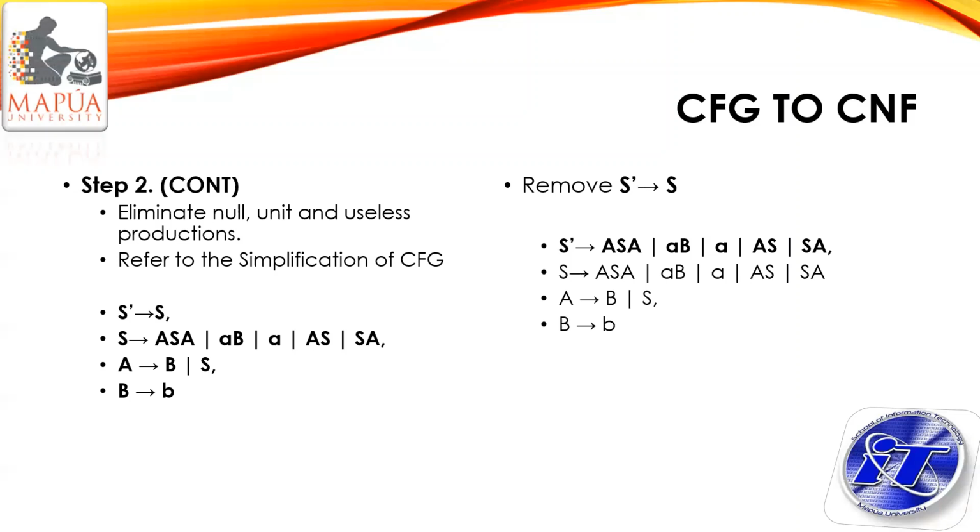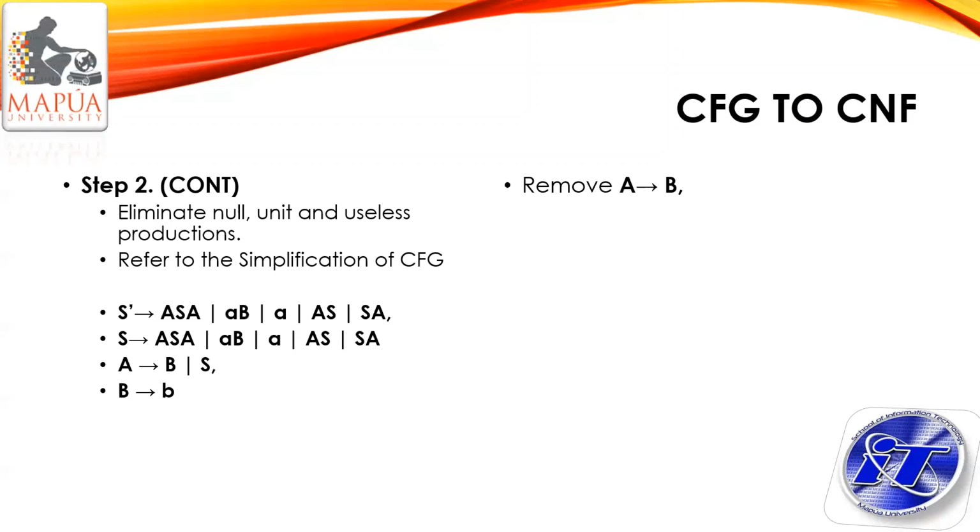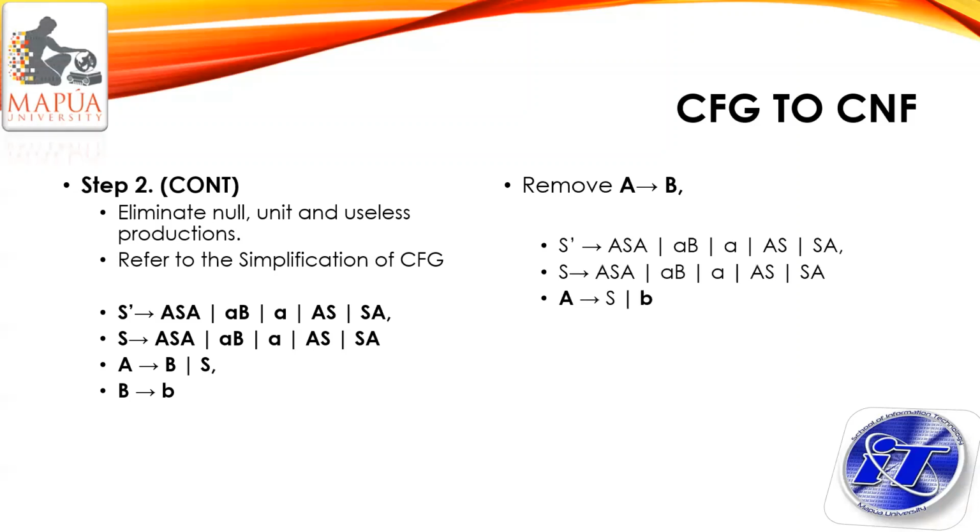And then remove A yields to B. So it involves the third. So the result will be B, non-terminal B will be replaced by small b. So this will be the result for the production rule. And then just copy the fourth.